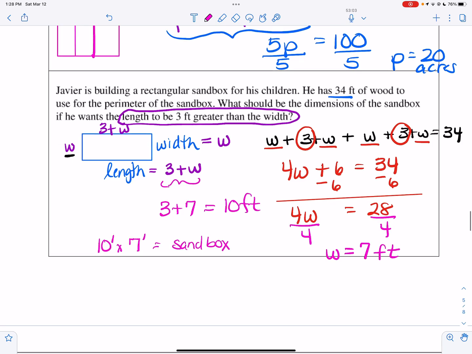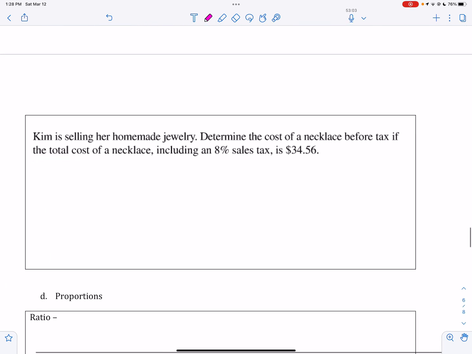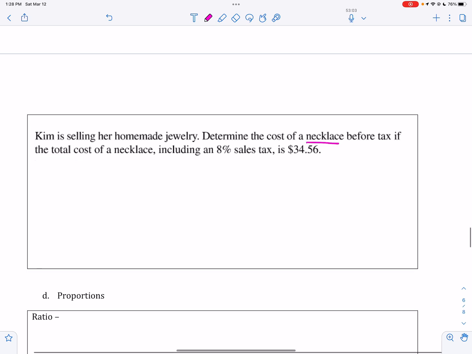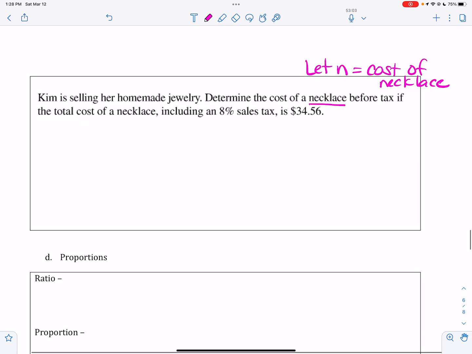Okay? All right, now let's get to a necklace. And so we know when we buy something, we have to pay sales tax, and that sales tax is usually a percentage of a particular price that we're paying. Whether we're adding sales tax or whether we're taking it off will mean a discount, okay? So since we're talking about a necklace, I'm going to let N equal the cost of the necklace, okay?